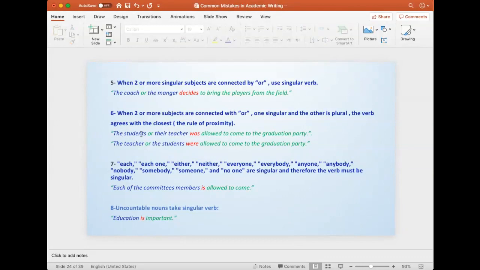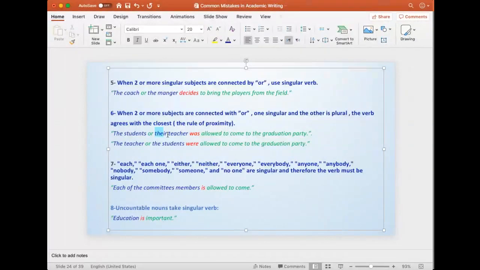For example, the students or their teacher. So here we have a plural and here we have a singular. The closest one to the verb is this one, the teacher, singular, then put a singular verb, was. If I switched the sentence the other way, putting the singular at the beginning followed by plural, then we have to put were, because this is the closest one. Okay?